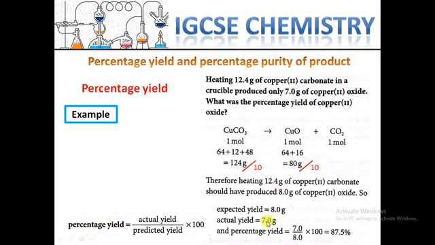So after that we have expected yield, we have actual one. So finally we use the equation, put actual one which is 7, we put predicted or expected which is 8. Then we run the calculation, the answer will be 87.5%.